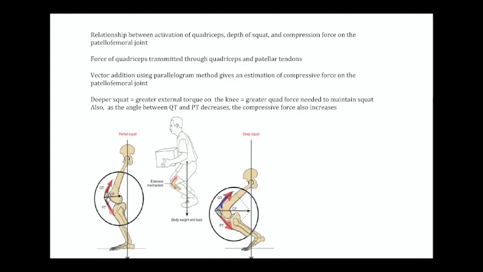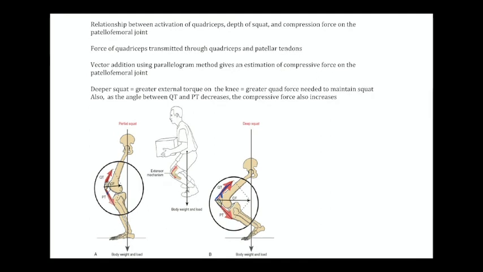This next part looks more complicated than it needs to be. But the basic idea is that as we squat deeper, we have more pressure put on our patellar tendons and forced through the patella. These tendons, the quadriceps tendon and the patellar tendon, have a greater force pushed through them. So the takeaway: a deeper squat equals greater external torque on the knee, and greater quad force needed to maintain the squat. Also, the angle between the QT and the PT decreases.